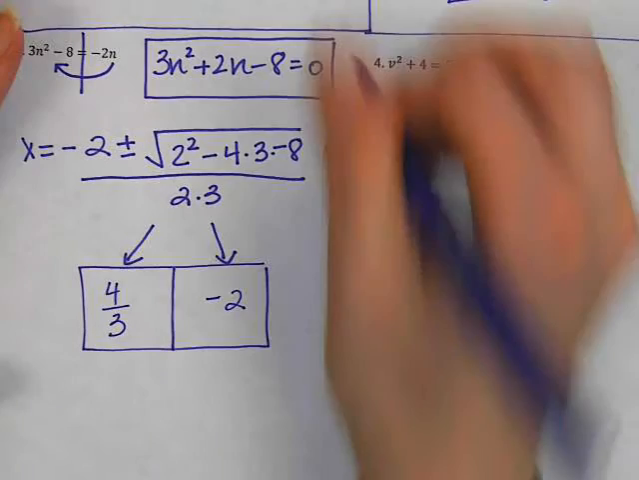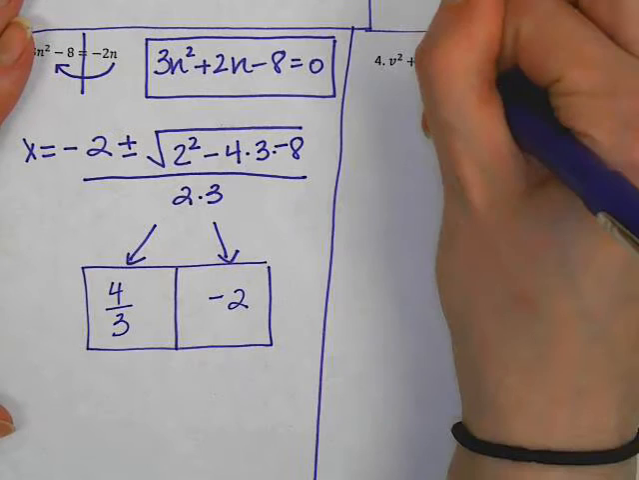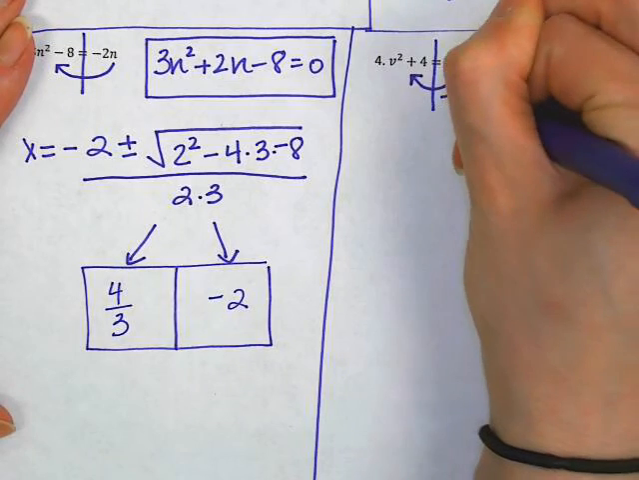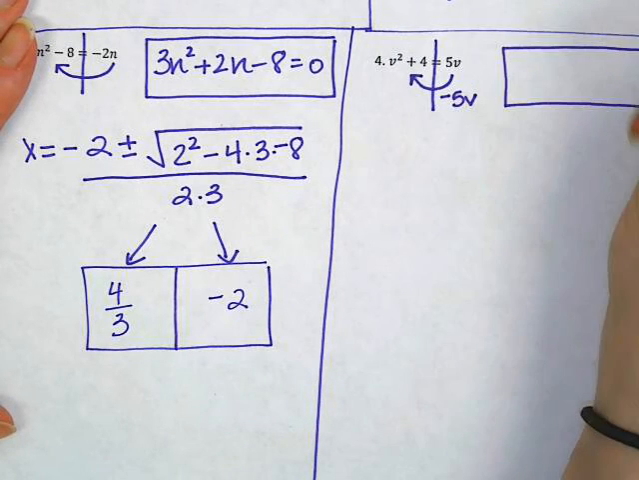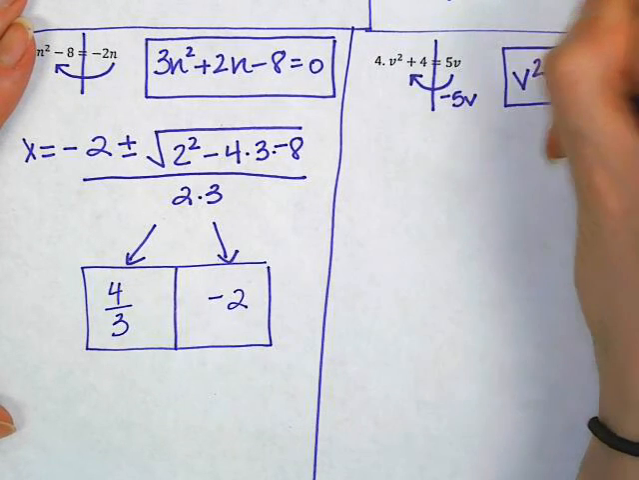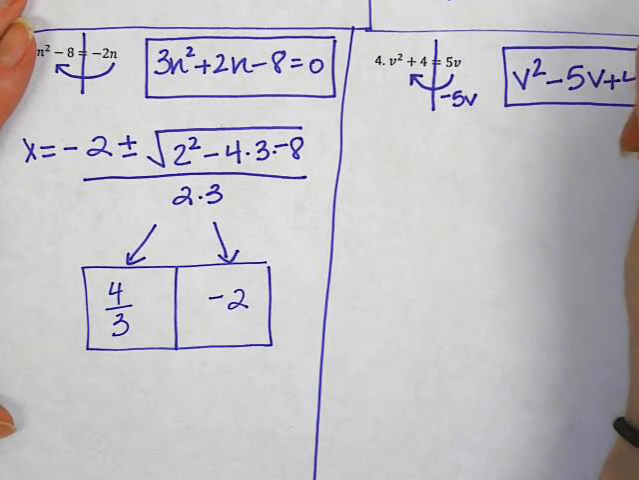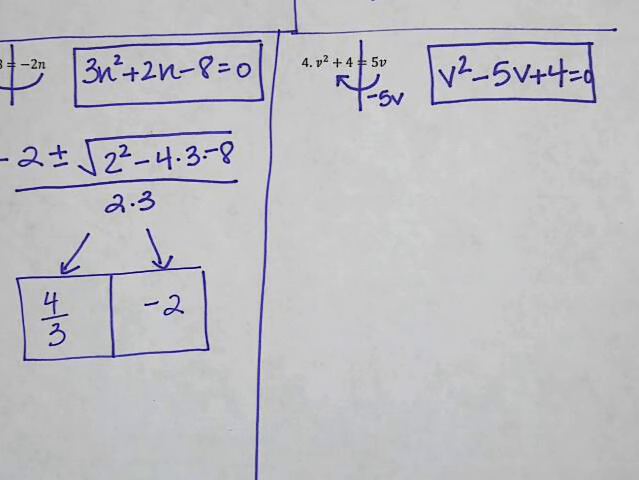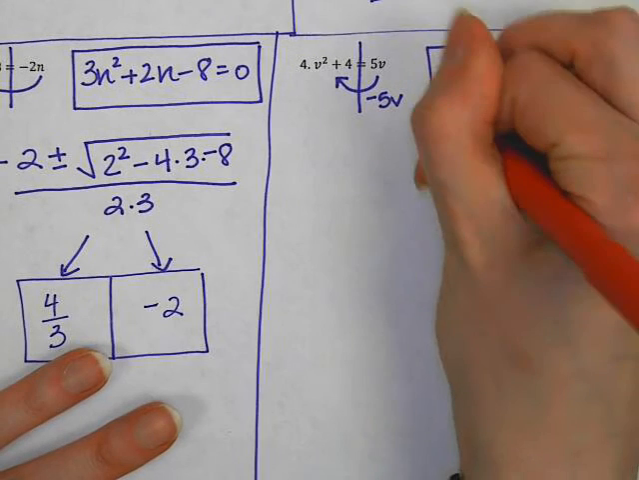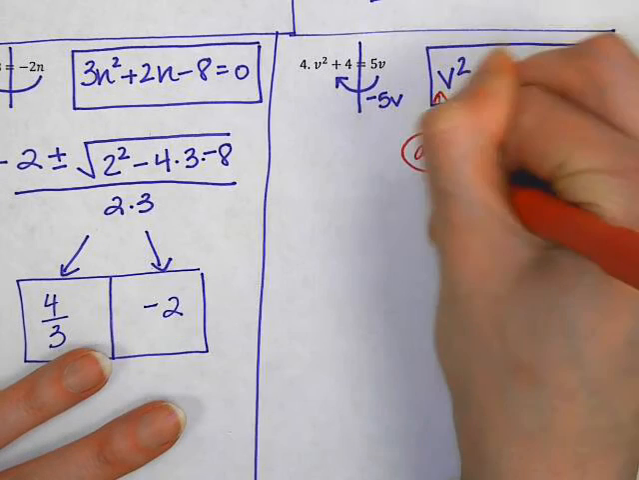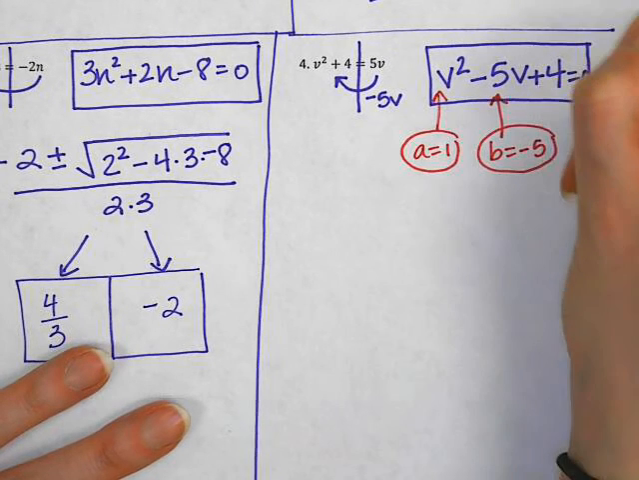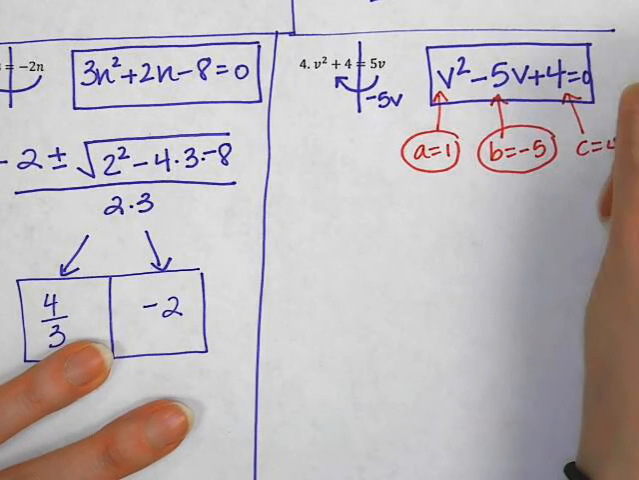And last one, number 4. First thing, again, it has to equal 0. So you want to subtract the 5v to the other side. Now make sure it's in order. V squared minus 5v plus 4 equals 0. Now you're ready to go. All right, A is 1, B is negative 5, and C is 4.